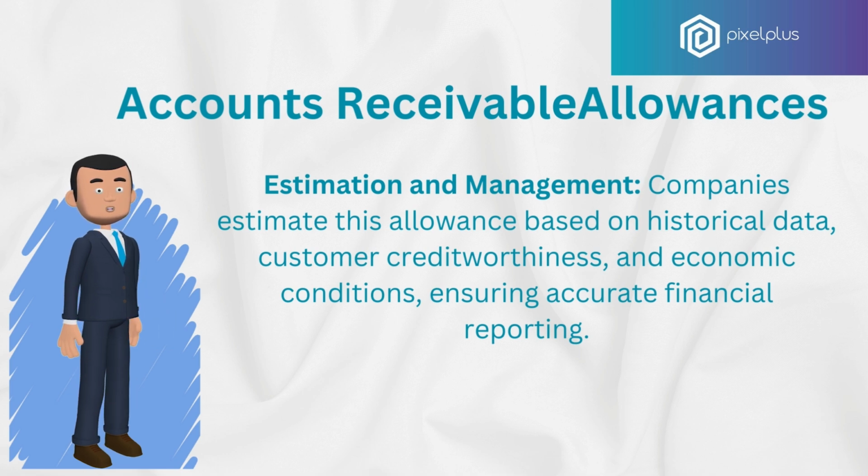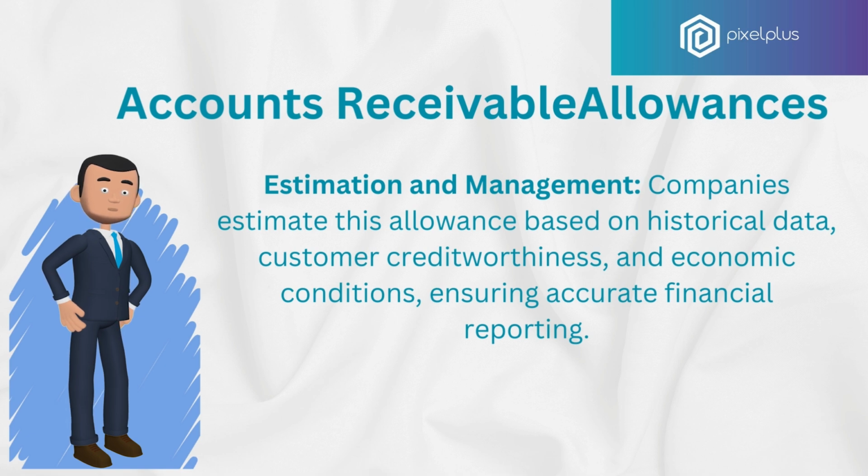Percentage of sales method. Another common method is to estimate bad debts as a percentage of total sales. This percentage is derived from historical bad debt experience and applied to current sales to determine the allowance. This method is simpler but may be less precise than the aging of receivables method.